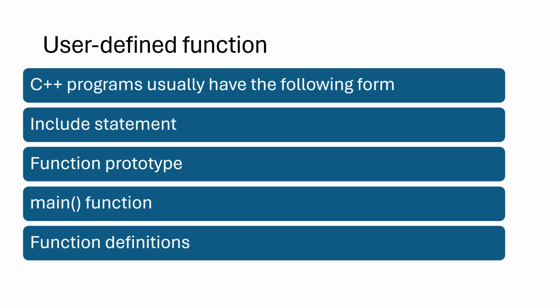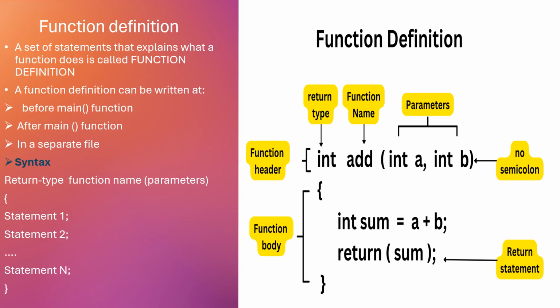In a user-defined function, how we are going to do it is: first the include statement for the header file, then we have to declare the function prototype, then the main function. After that we have to define the function. So now we are explaining the function definition. What is the function definition? What is it going to be?